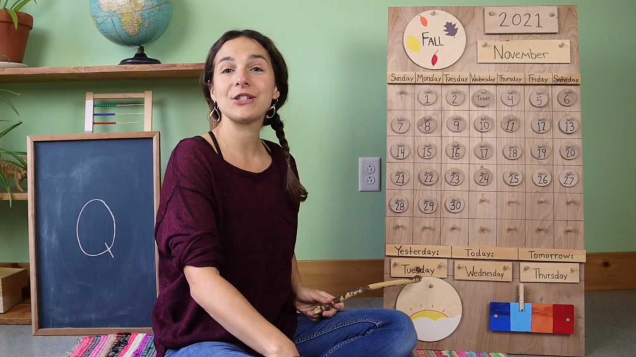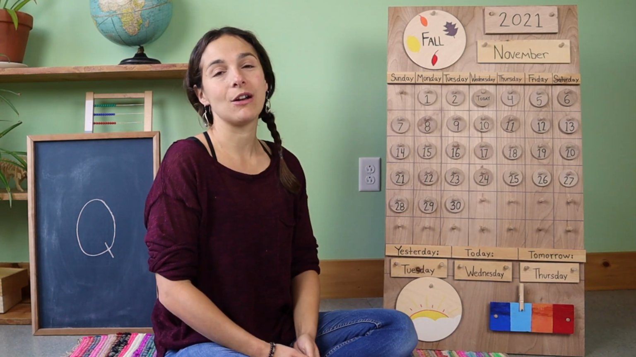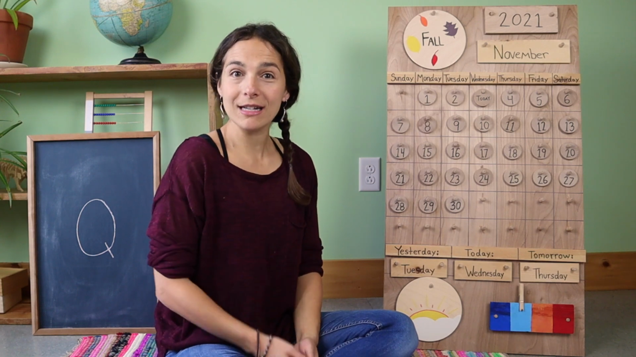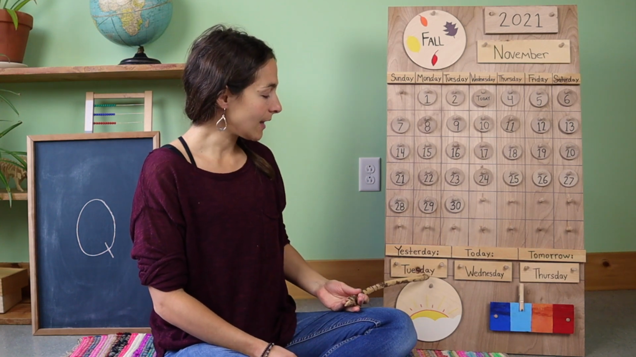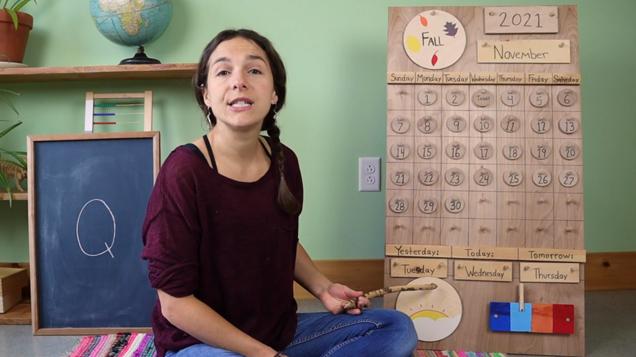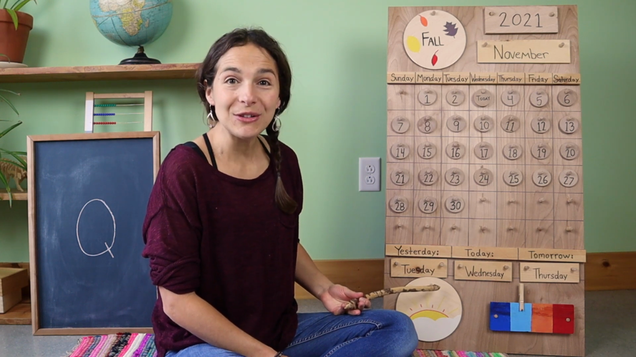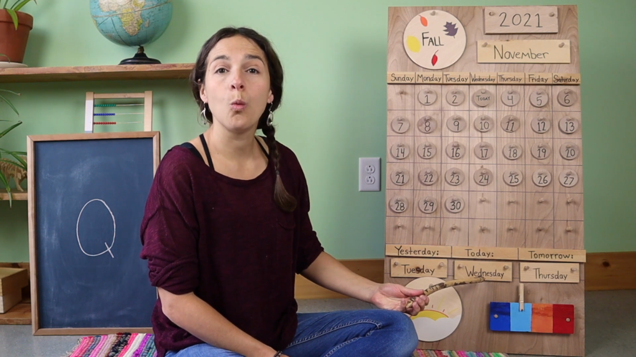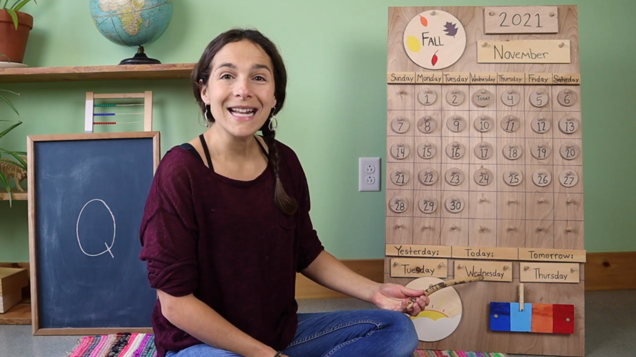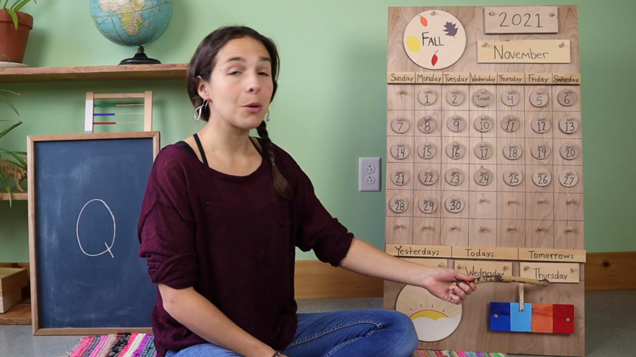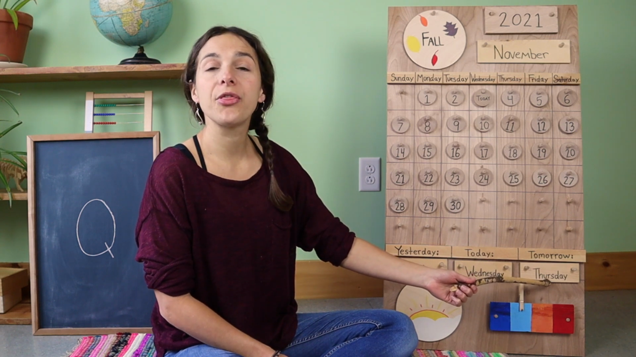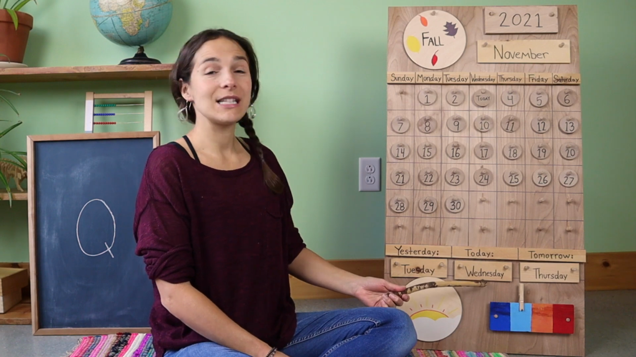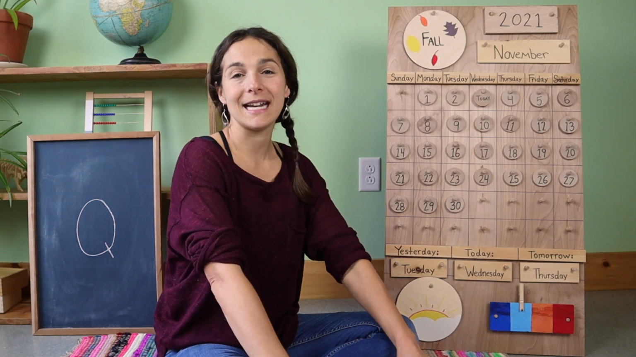Down at the bottom of the chart, we have the days of the week to go over. I'll give you the sound that the day starts with, and you can tell me what the day is. Yesterday was T. Tuesday. That means that today is W. Wednesday. And tomorrow will be Thursday. Let's go back and sing Today is Wednesday together.